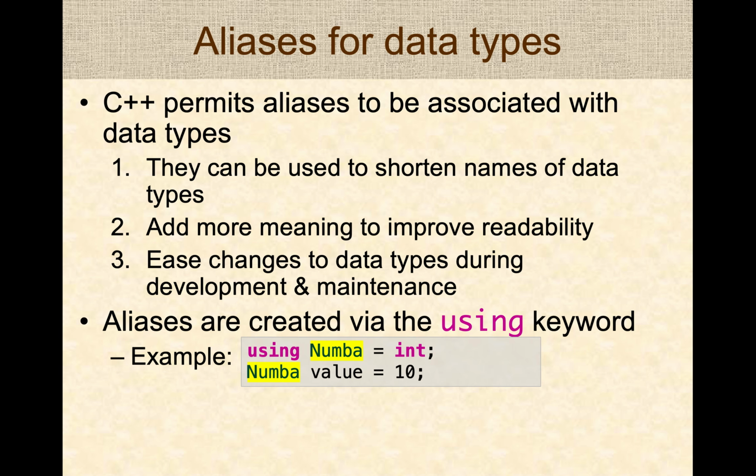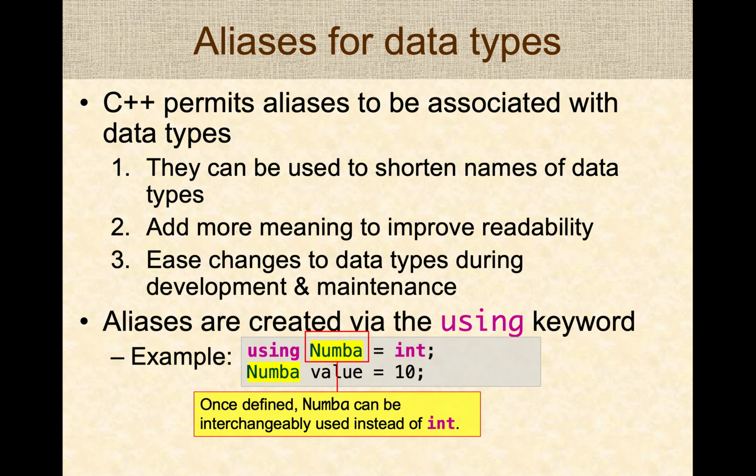Here's an example. Here we are creating an alias called number to the data type int. So now, once it is defined, number is an alias to int, and now number and int can be used interchangeably. That means wherever you would use int, you can use number. For example, when I'm defining the variable value, I've used the data type number, which is essentially an integer, and you can start working with these types of aliases as you develop programs.